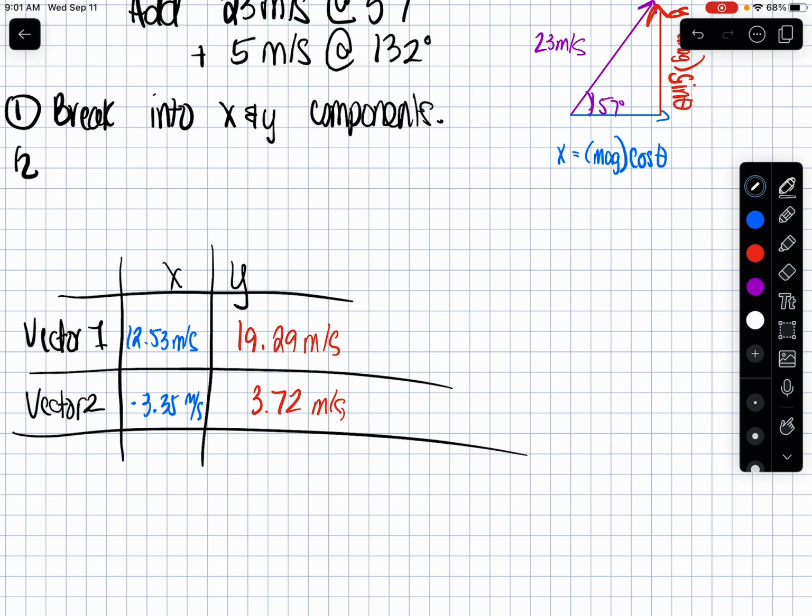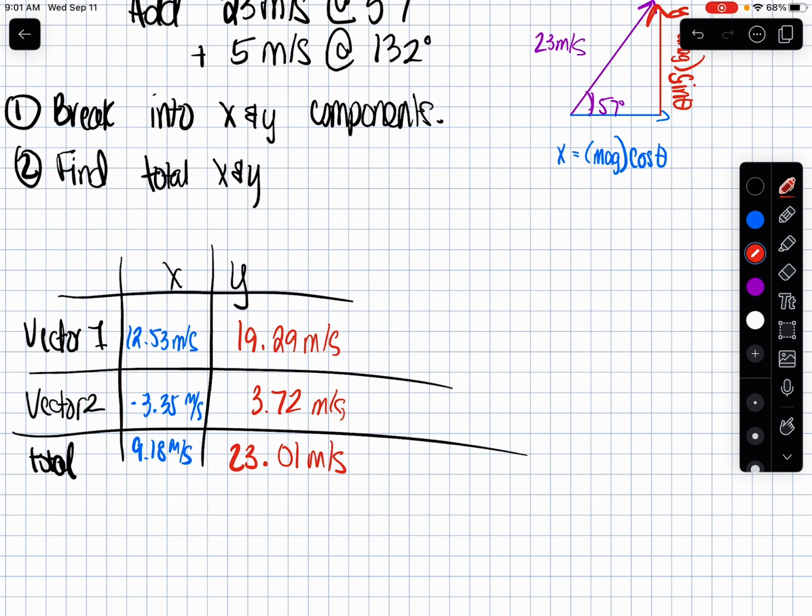Step 2. You're going to find the total x and y. So what I'm saying is if I were to add these up, this is how far overall it goes over in the x direction and how far it goes over in the y direction. So you're just going to make another row, and you're literally just going to add up the columns. So 12.53 plus negative 3.35, you get 9.18 meters per second. For y, if we add them up, we get 23.01 meters per second. Okay, so that's step 2.